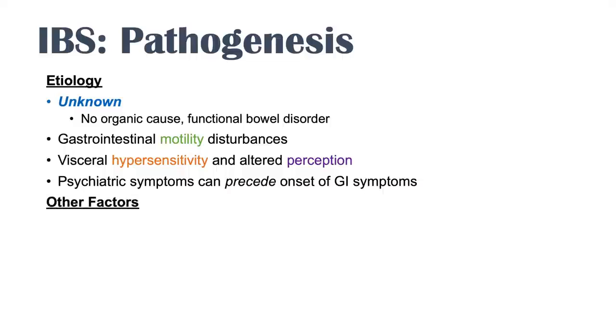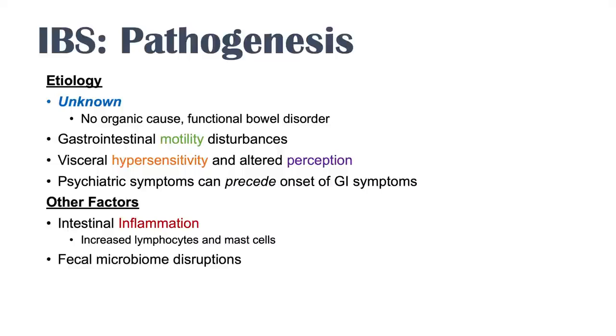Other factors that are likely responsible for the onset and exacerbation of IBS include intestinal inflammation. IBS patients have been found to have increased lymphocytes and mast cells within their gastrointestinal system. There have also been found to be disruptions in the fecal microbiome. A lot of times there can be bacterial overgrowth. Some species can be in higher amounts than other species. There's also likely some sensitivity to certain foods and certain nutrients.